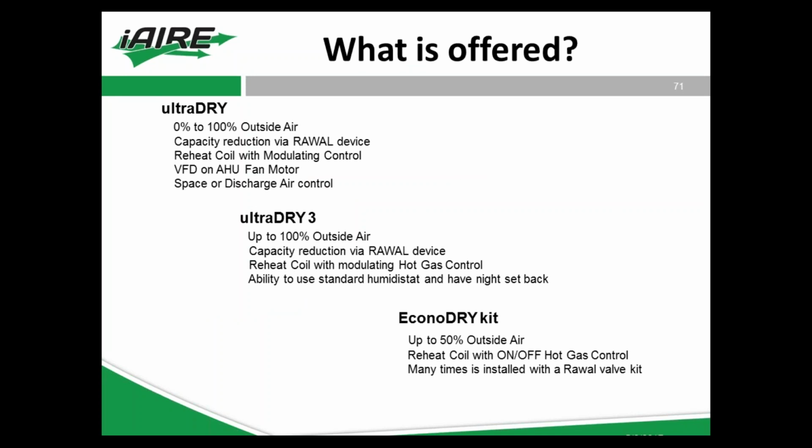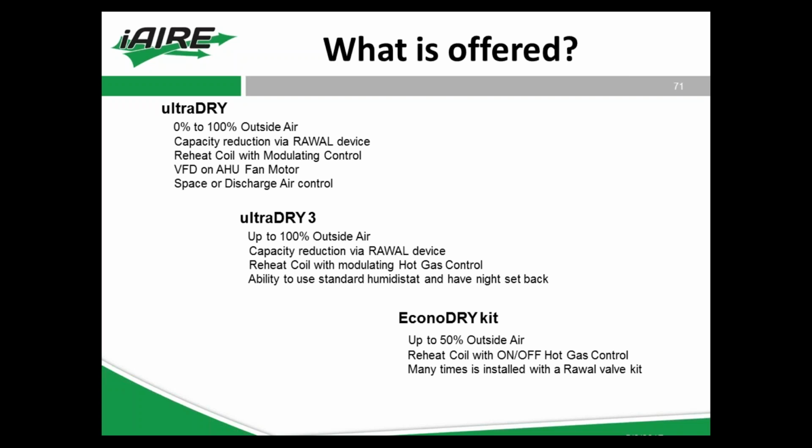So their ultraDRY units are offered in 3 different ways. The full ultraDRY is going to be 0 to 100% outside air, with the whole slew of modifications that make it a true DOAS system. They also have 2 lighter versions, which would be the ultraDRY 3 or the EconoDRY kit.